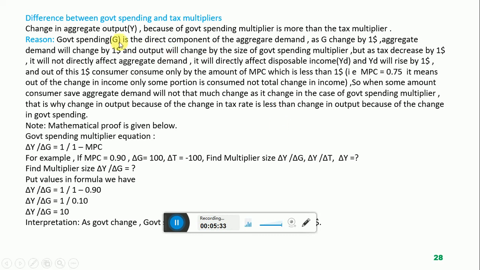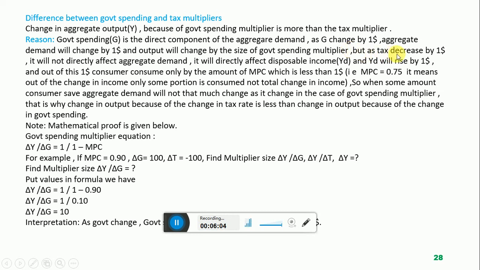Let me read this theory. Reason: government spending G is the direct component of aggregate demand, meaning there is a positive relationship between aggregate demand and government spending. As G changes by $1, aggregate demand will also change by $1, and output will change by the size of the government spending multiplier. There is a positive relationship between aggregate demand and G. So when G changes by $1, demand will also change by $1.